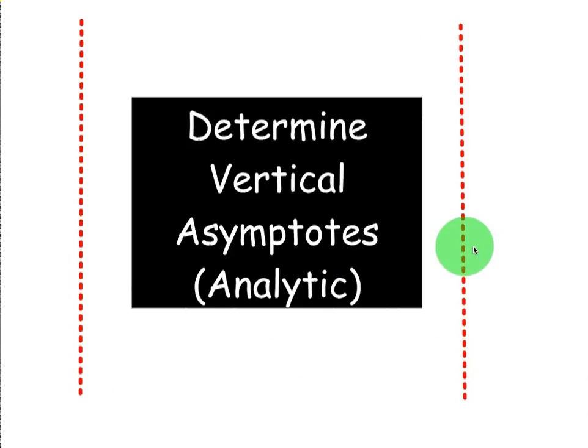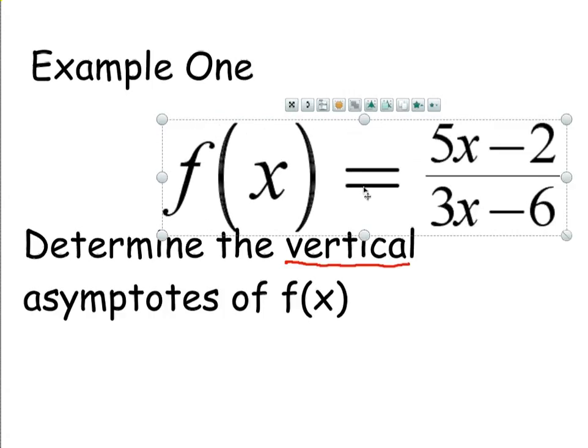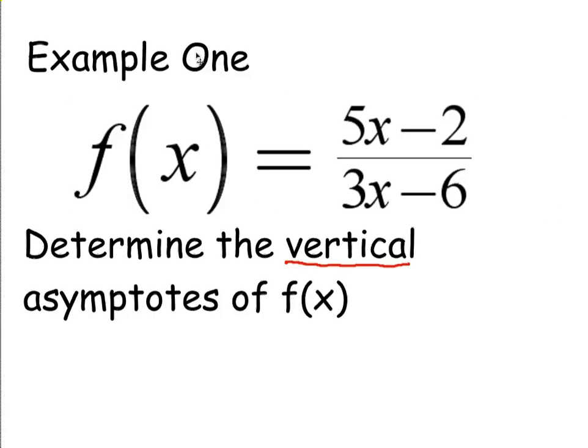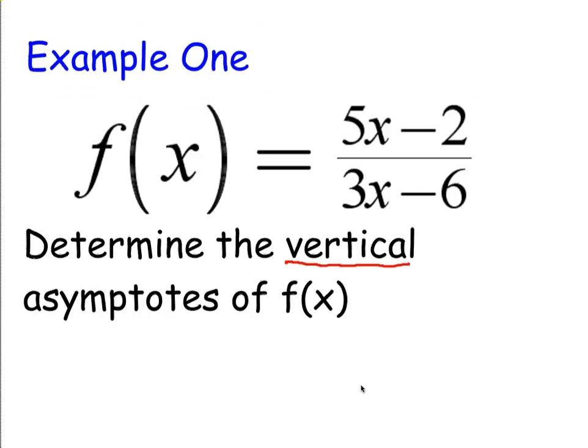So let's go ahead and look at the first example. See if I can make it a little bit bigger. We have f of x equals 5x minus 2 on top. And we want to figure out what the vertical asymptotes are of f of x.